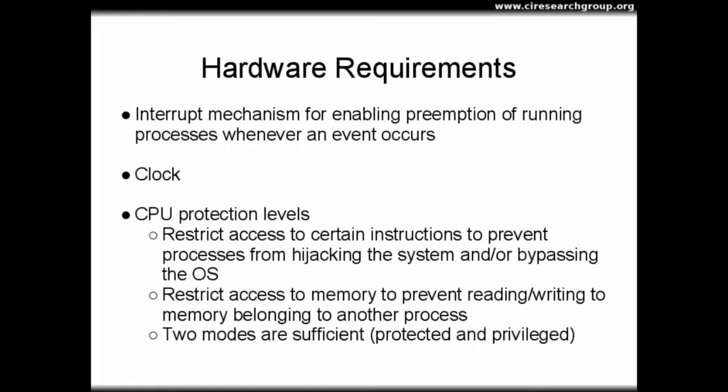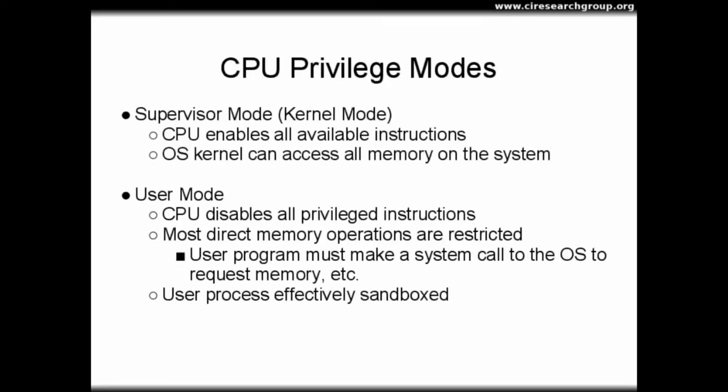Two CPU protection levels are sufficient, a protected mode and a privileged mode. These modes are also called the supervisor mode or kernel mode and user mode. In kernel mode, all instructions on the CPU are enabled, and the kernel can access all memory on the system. In user mode, the CPU disables all the privileged instructions and restricts most direct memory operations. Thus, a user program must make a system call to the operating system to request memory or perform other resource allocation tasks. In this way, the user processes are effectively sandboxed both from the system and from each other.